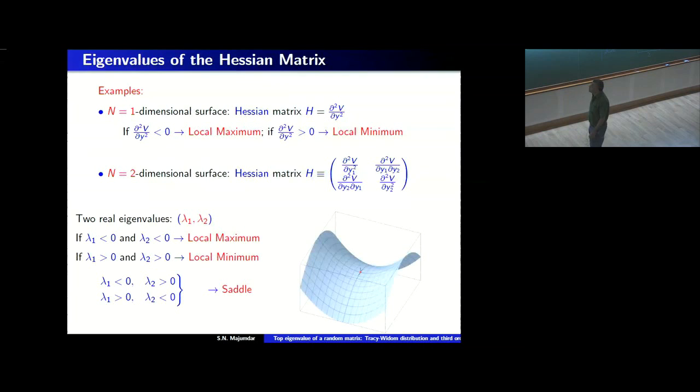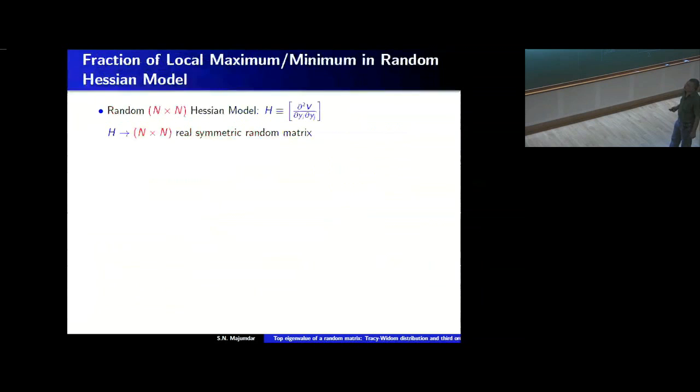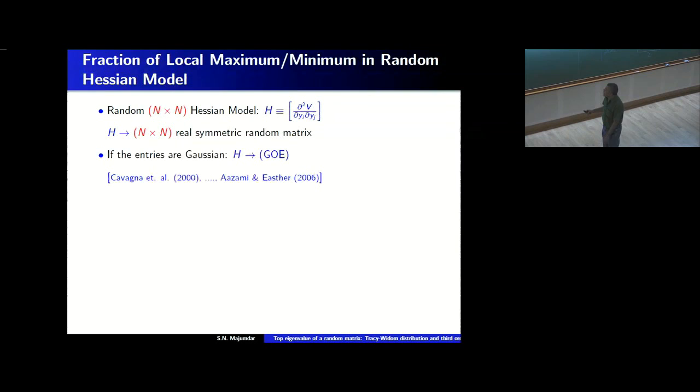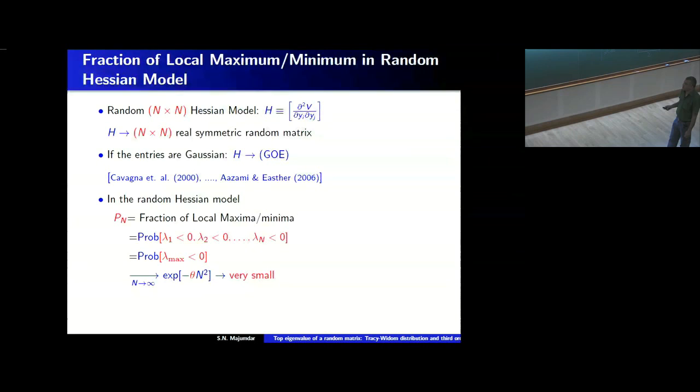Okay. So what people did in glasses, as well as in the string theory community, is that they looked at what's called the random Hessian model, which simply means that you take this real symmetric Hessian matrix, ignore all the correlations between different entries, and just assume that this is a GOE matrix, just a Gaussian matrix. And then P_N, the question I raised: what's the probability that all the eigenvalues of this Hessian matrix are negative? That is the same as the probability that the largest eigenvalue of the Hessian matrix is negative. So this is just the fraction of local minima, or local maxima by symmetry.